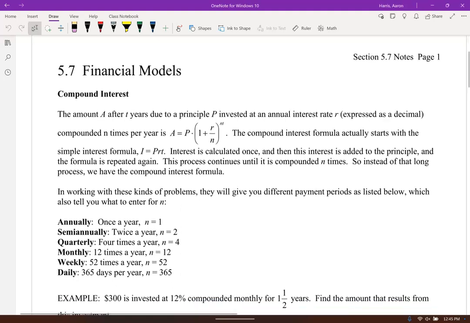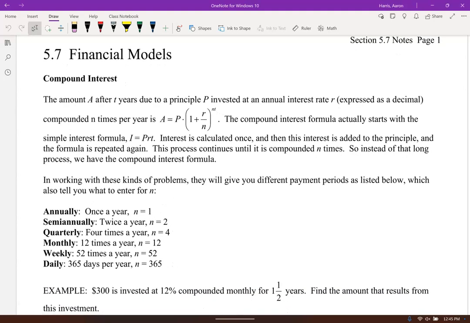All right, so today we're going to look at financial models. This is what's called your compound interest formula here, and it stems from your simple interest formula. If you remember, simple interest is principal times the rate times time.